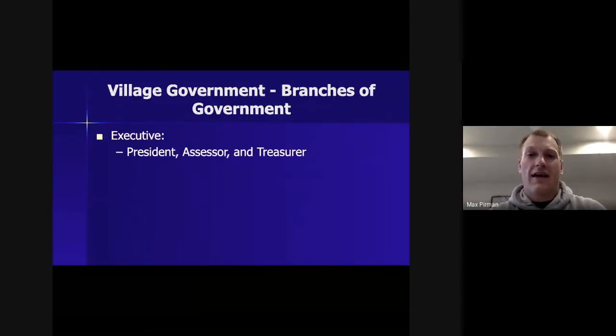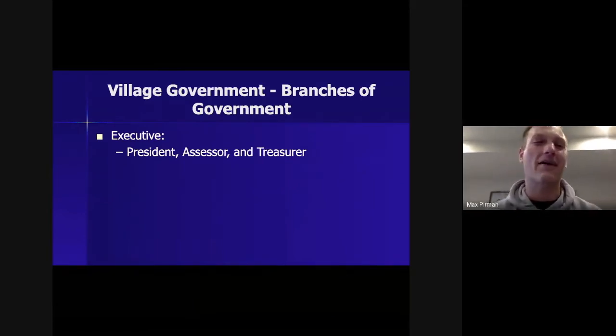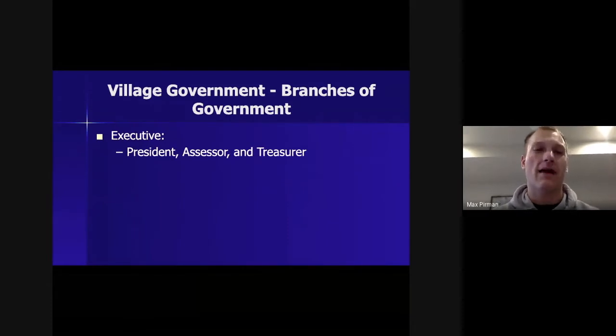If you look at the executive branch in Pulaski, you can see there's the president. It's not a mayor, not a governor. You have the village president. Then you have the assessor, who assesses properties, and the treasurer for the executive branch as well.